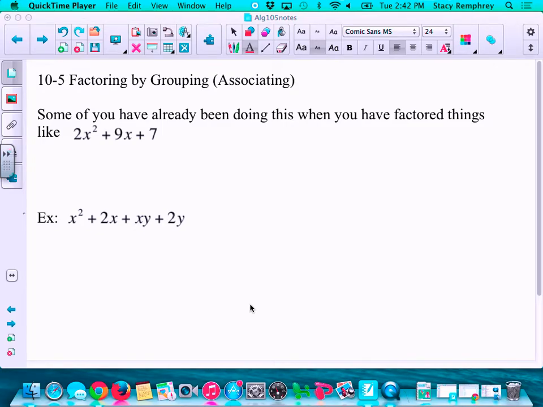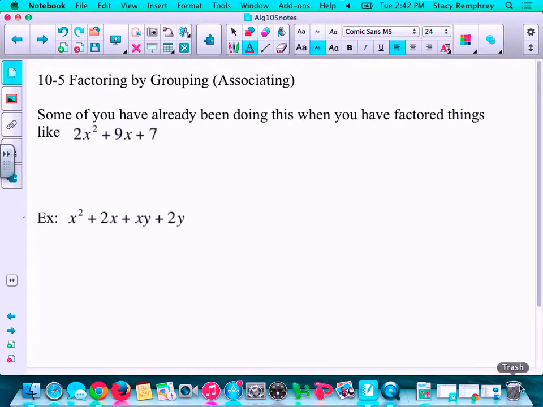All right, this is the 10-5 lesson we did today. This is going to incorporate several of the different ideas we've been using so far in Chapter 10. So some of you have already been doing this idea of factoring by grouping when you factored things like 2x squared plus 9x plus 7. So those of you that weren't using the area model or the boxes for this, you're going to see when the other method is the same idea I'm using here.